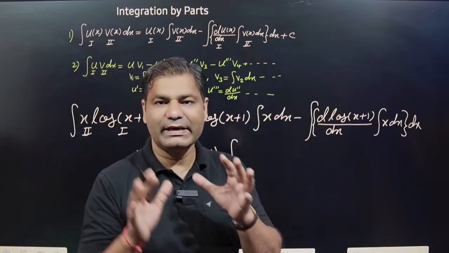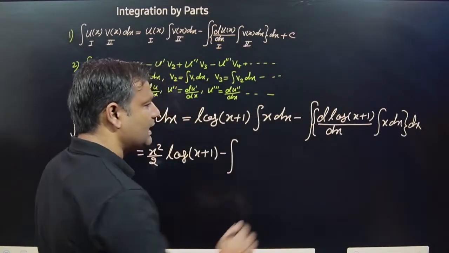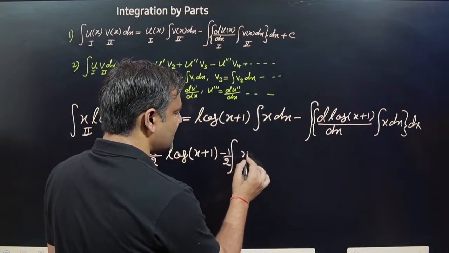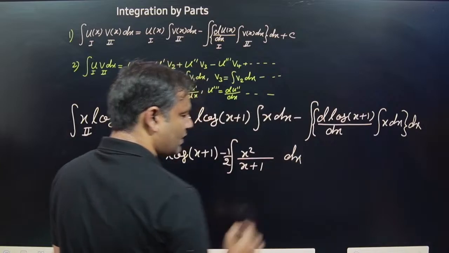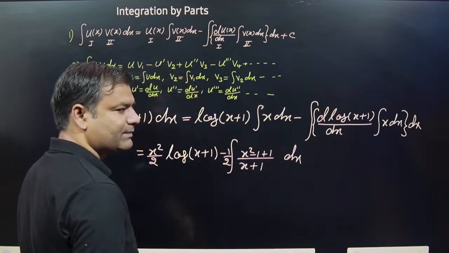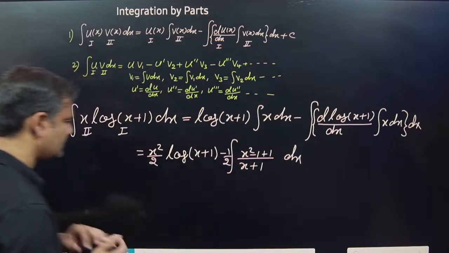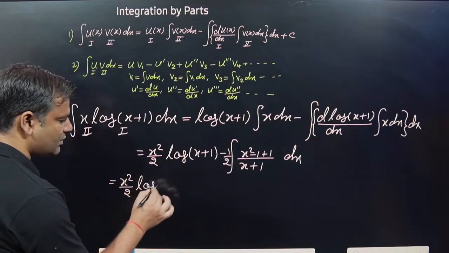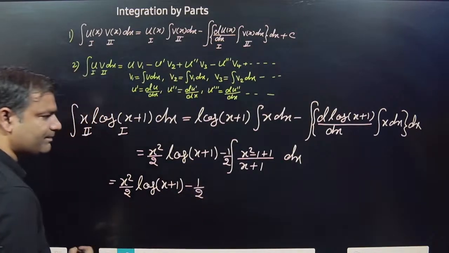The differentiation of log of x plus 1 is 1 upon x plus 1, and the integration of x is x square by 2. So it is written as 1 by 2 into x square upon x plus 1 into dx. Now how can we solve this type of problem? Simply subtract 1 and add 1, then here x square by 2 into log of x plus 1, minus half.